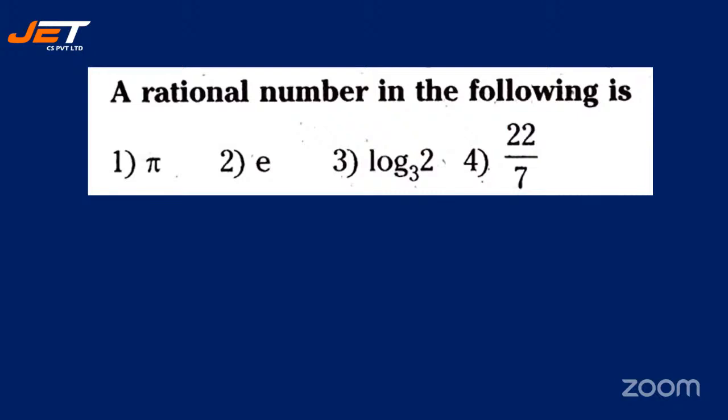The rational number in the following is: pi, e, log 2 to the base 3, 22 by 7. Which of these is a rational number? Pi is an irrational number, we know that. E is also an irrational number. Logarithm log 2 to the base 3 is an irrational number. A rational number can be written in the form of p by q. Oh, I told you the answer.